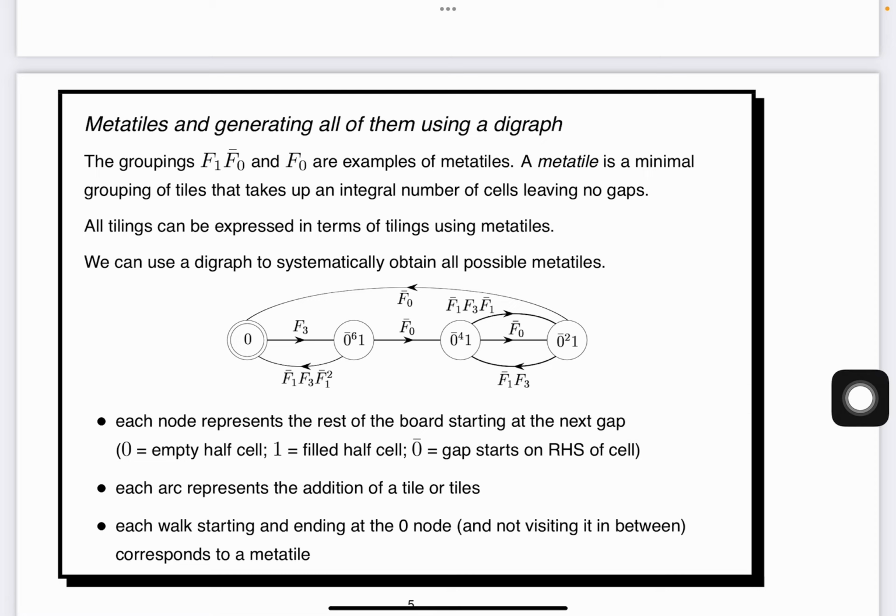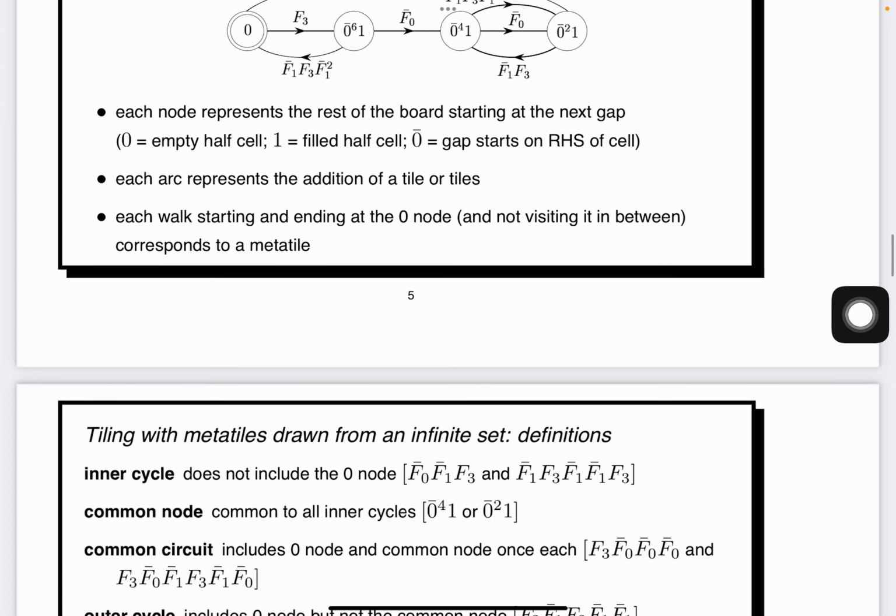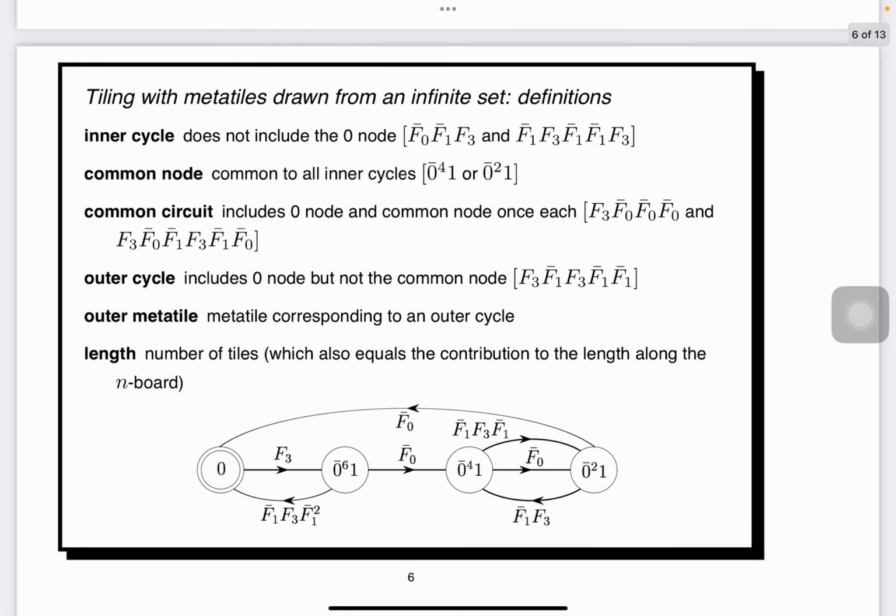Each arc represents a tile or tiles, and we can get a metatile just by starting at the 0 node and making some sort of walk back to the 0 node. So lots of possibilities you can see for generating a metatile. So it turns out that once we've drawn the digraph, there's a formula which for some digraphs will give us the total number of tilings, or at least a recursion relation for the total number of tilings.